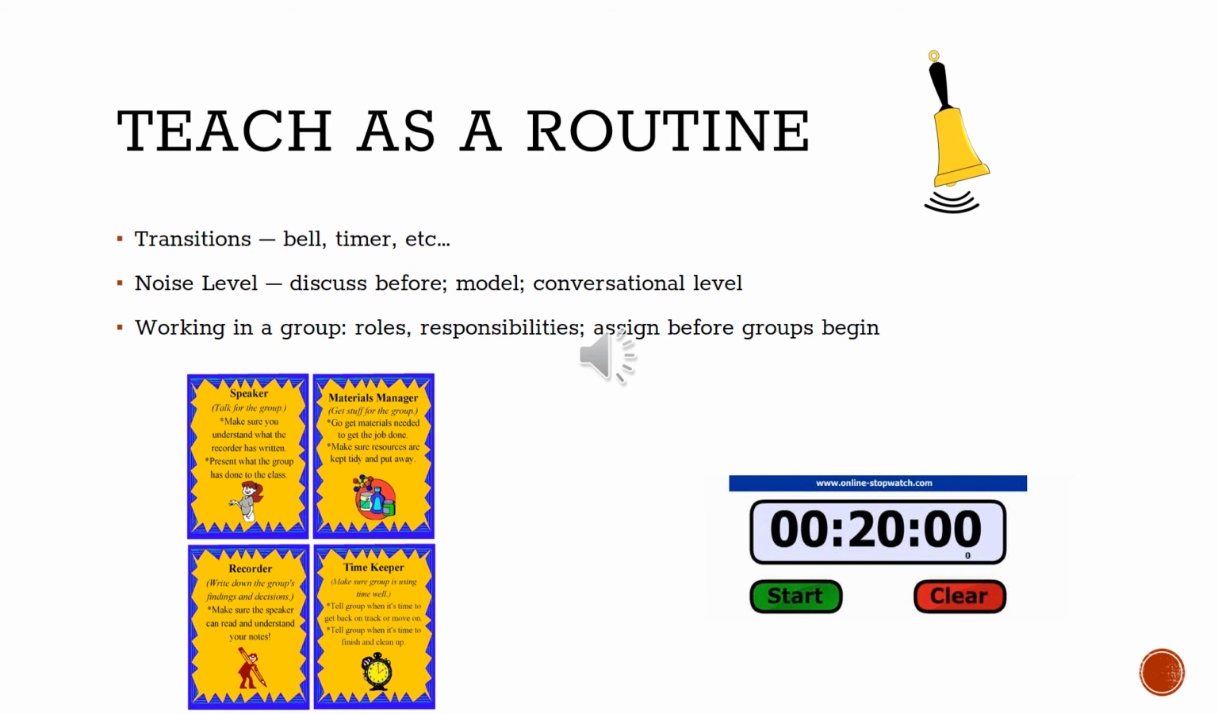Noise levels: you have to have some discussion about when we're working in groups, how do we speak so that we don't disturb other groups. And modeling and practicing this can be very beneficial. You can also assign separate specific roles in groups that help students to have an opportunity to practice responsibilities, which can definitely have benefit in so many ways for students.